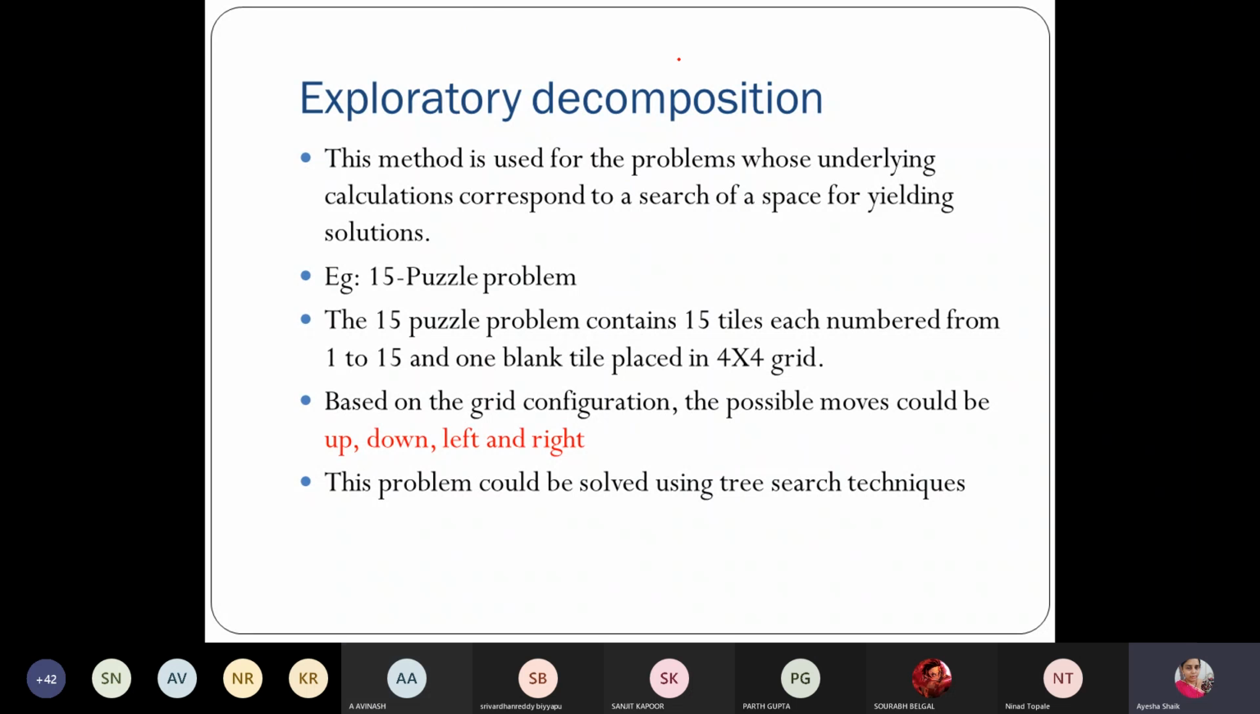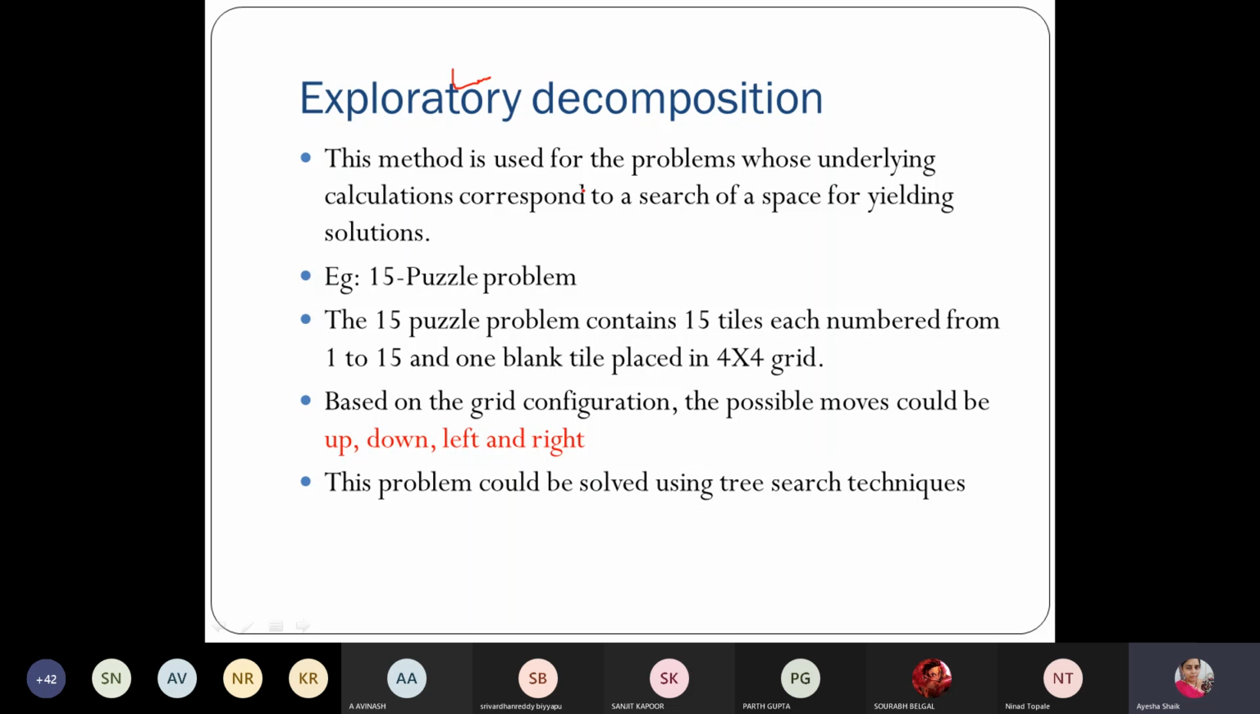So in data decomposition also we have seen various methods: output partitioning, intermediate partitioning, and input plus output partitioning. Those techniques we have seen in the earlier classes. Another decomposition technique we will see today is exploratory decomposition.